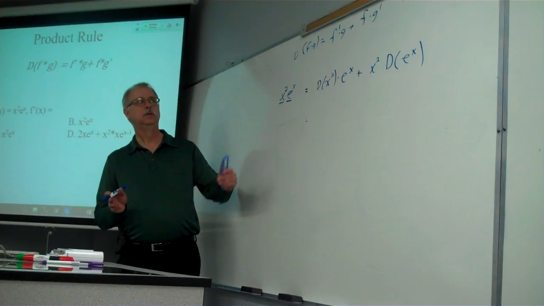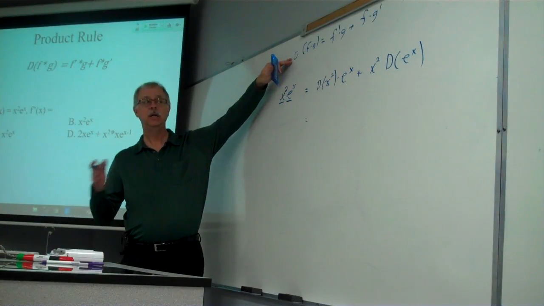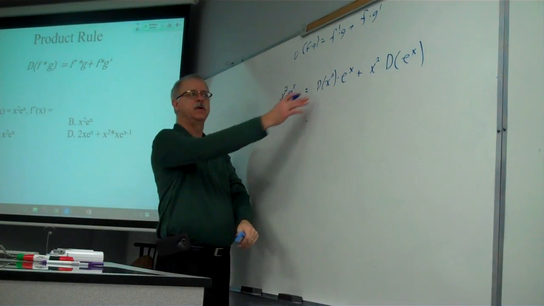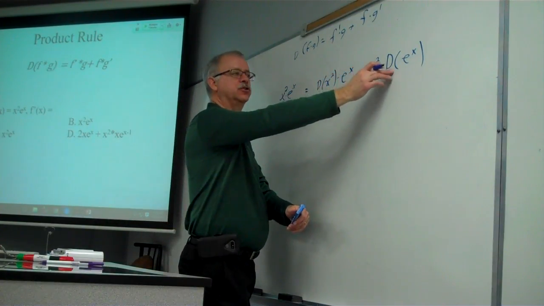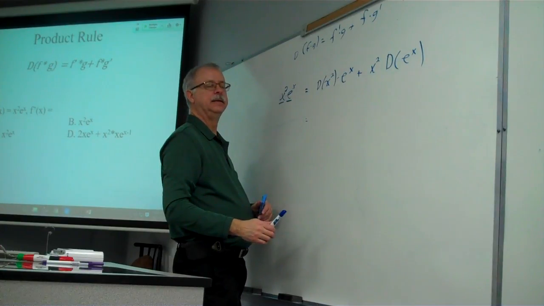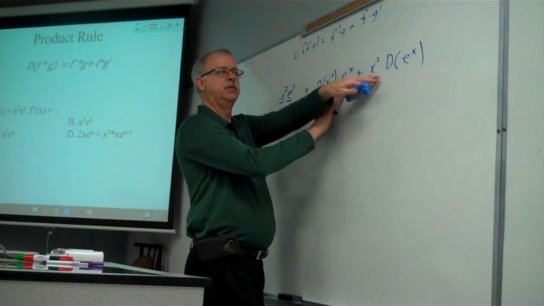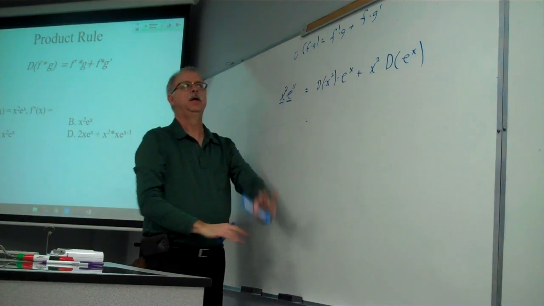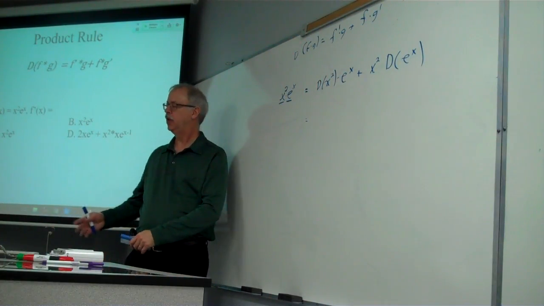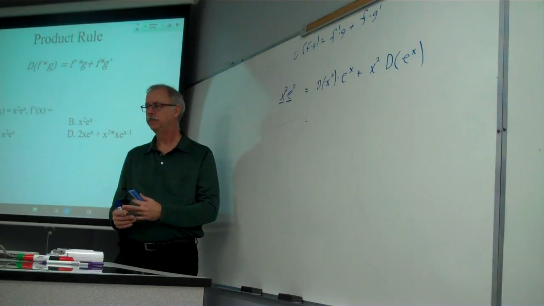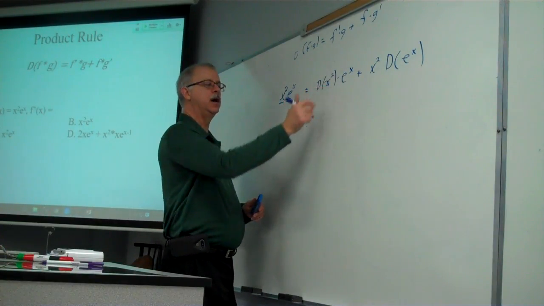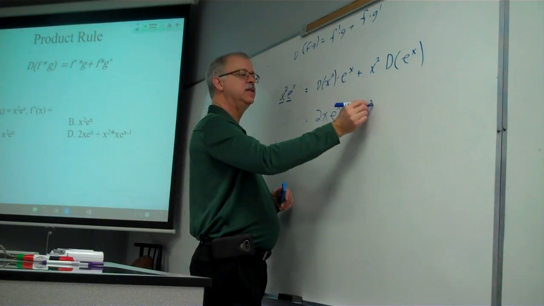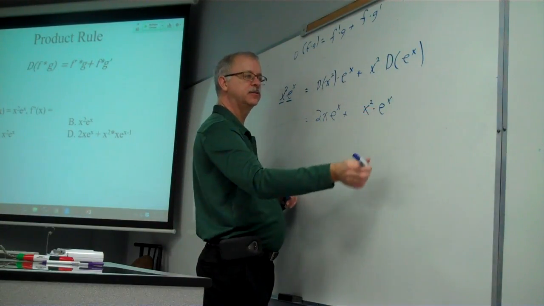So for a product, we have to apply the product rule. Both of these involve x, so it's a product. It's the derivative of the first times the second, plus the first times the derivative of the second. And if you mix these two up, that's okay. It doesn't really matter which one is first, which one is second. It's the derivative of one times the other plus the opposite of that. So the derivative of x squared is 2x. The derivative of e to the x is e to the x.